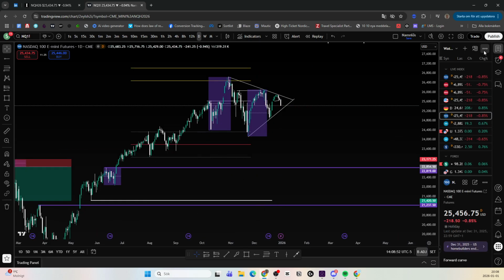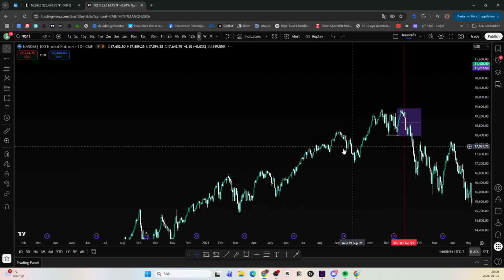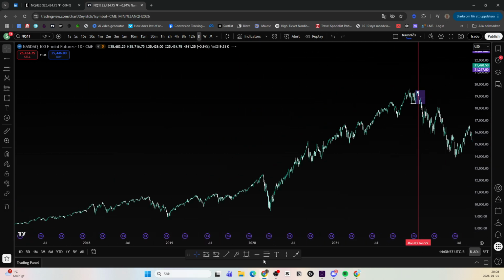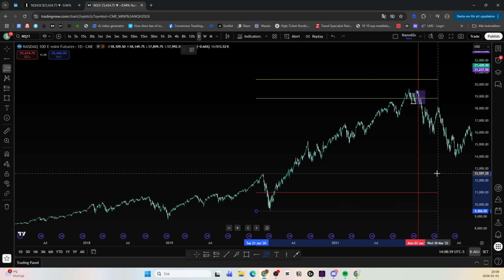Now, in the 2022 crash, it was the same. What happened? We reach our measured standard deviation, right?